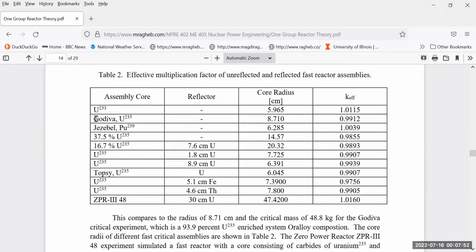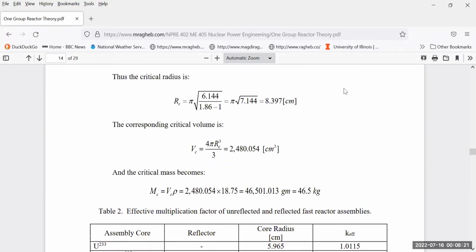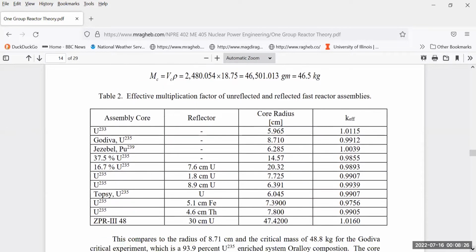She covered herself to protect against his imposing taxes on his subjects, and she became a folk hero. So Godiva went bare on a horse, protesting her husband's imposing taxes. And in that case, they named that experiment of uranium-235 Godiva. Look at the core radius, it's 8.71 centimeters. Our calculation gives us 8.3 centimeters. So it's a relatively good estimate here.